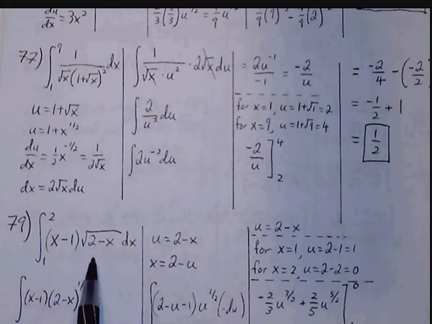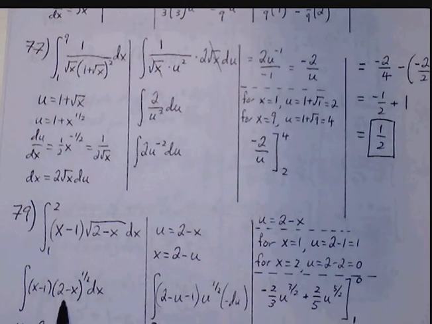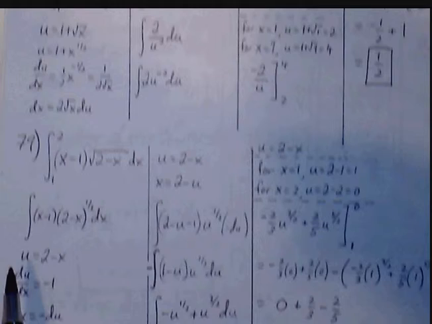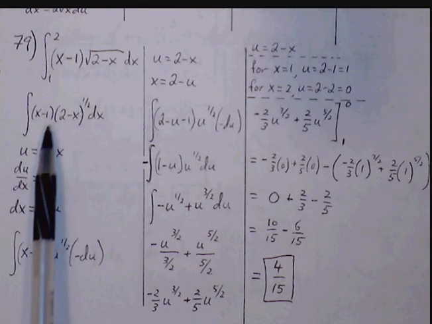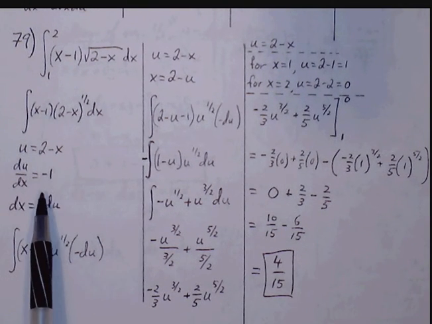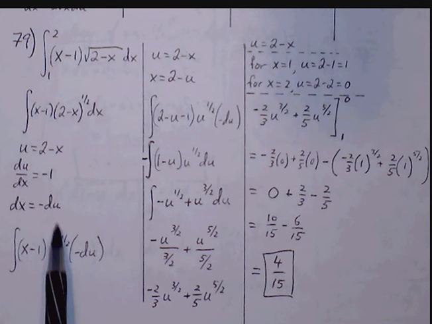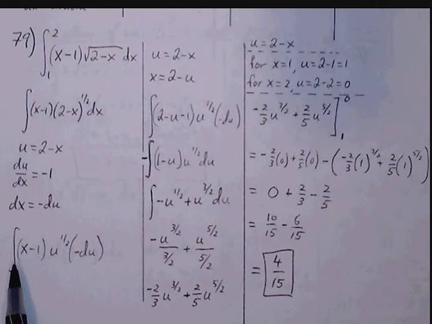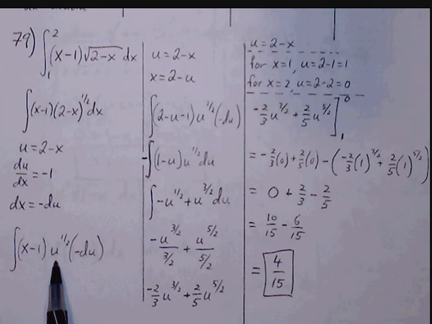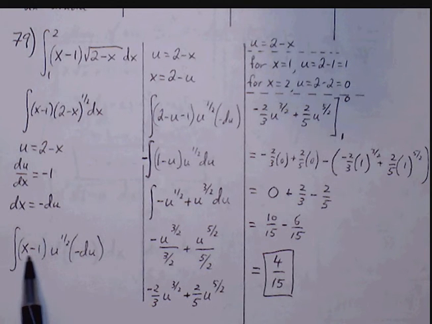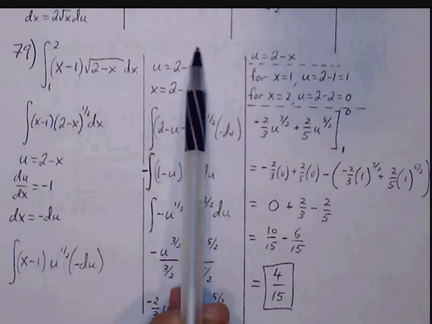Okay, 79. Rewrite our problem in terms of rational exponents. Our u value will be 2 minus x. Find the derivative. We have du over dx equals negative 1, dx equals negative du. We make our substitutions. 2 minus x gets replaced with u to the 1/2. dx gets replaced with negative du, but the x minus 1 doesn't cancel out. So we look at our assignment. u is equal to 2 minus x.